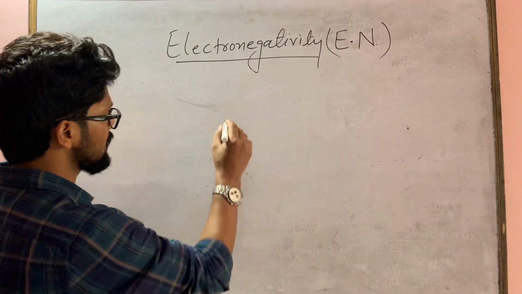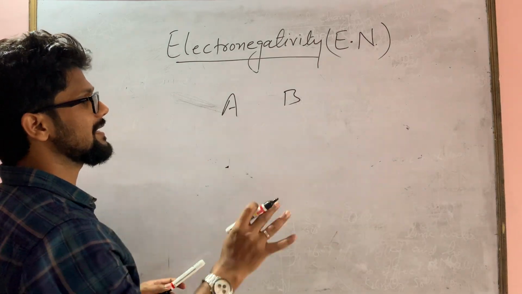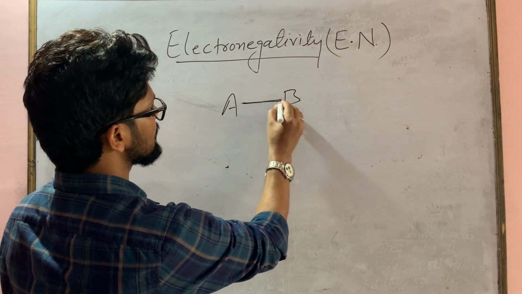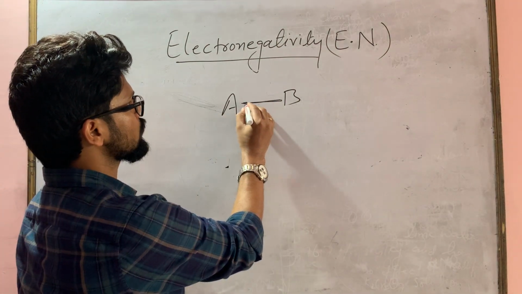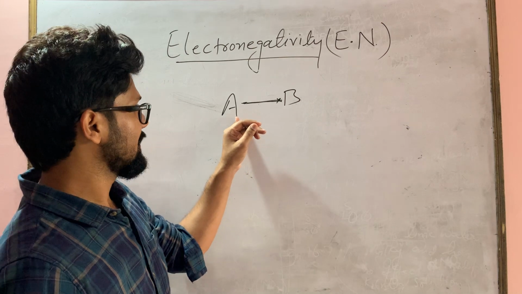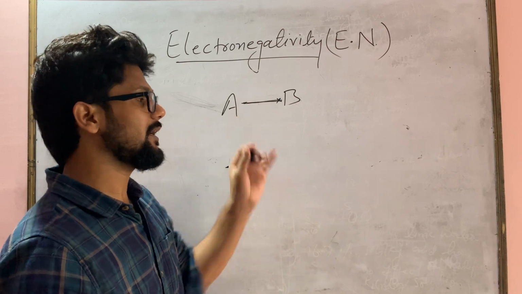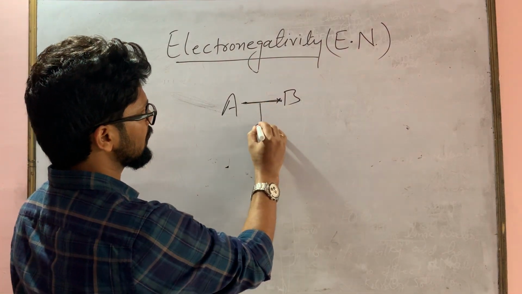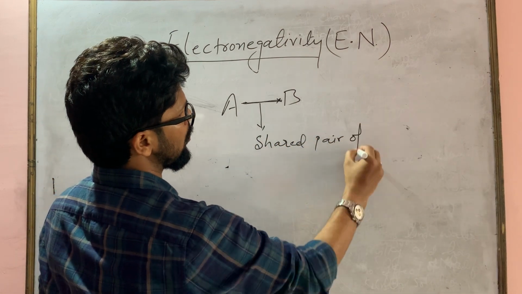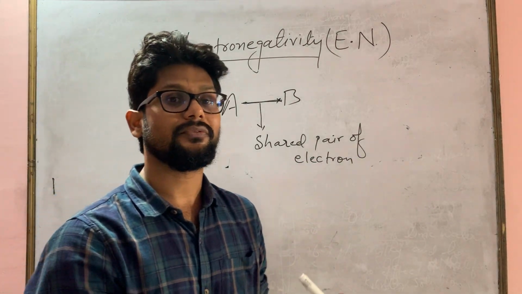Suppose an element A and B are in a compound and both share one electron each. Atom A is sharing one electron of B and B is sharing one electron of A. So these electrons are called the shared pair of electrons. What are they called? Shared pair of electrons.